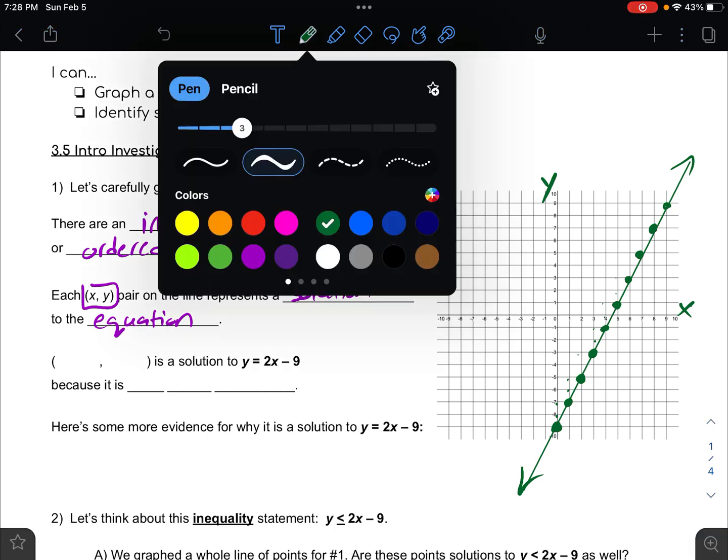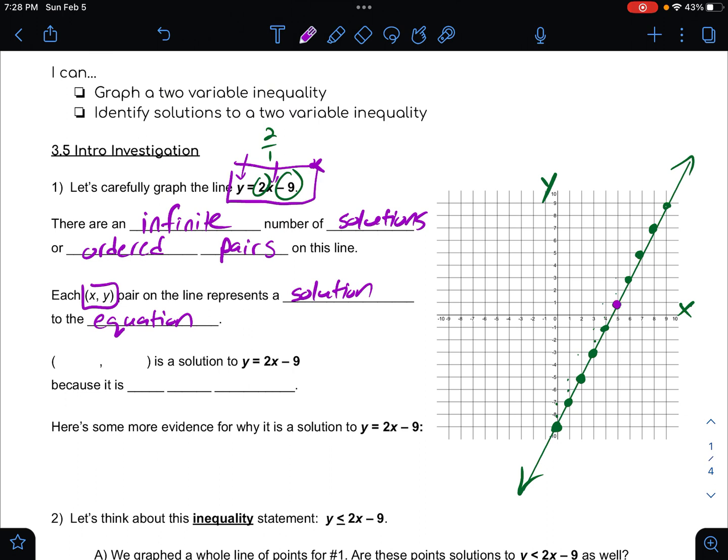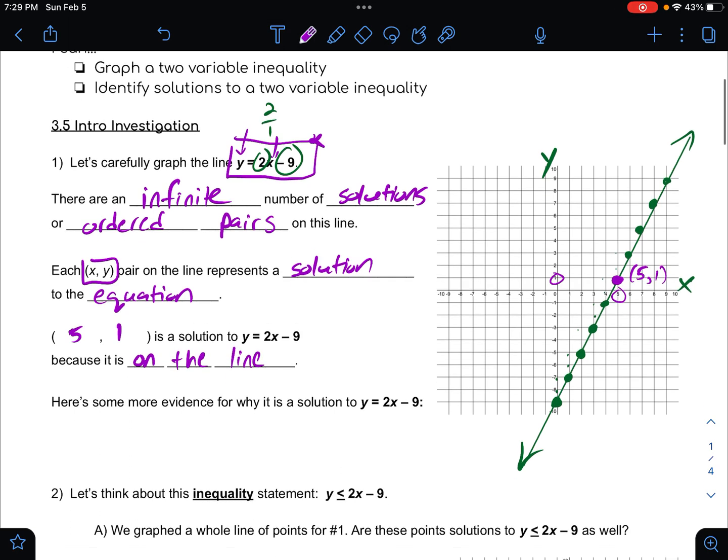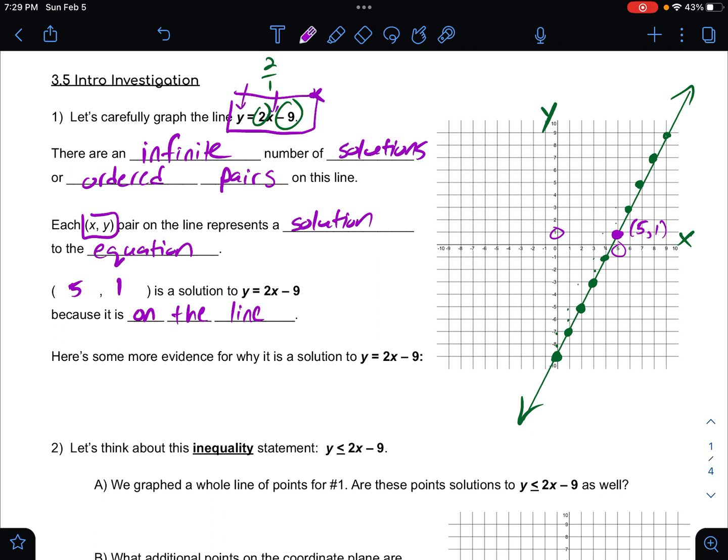So let's take a point that is on that line and show why it is a solution. For example, let's take the point right here. This is the point 5, 1. X value of 5, Y value of 1. 5, 1 is a solution to y equals 2x minus 9 because it is on the line. But why else can we show that it is a solution? What's another way of showing evidence that that is a solution? Well, let's just think about that for a sec.